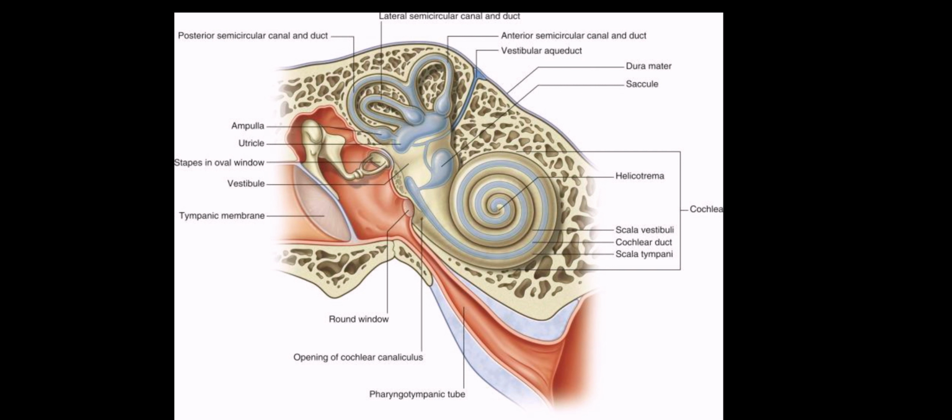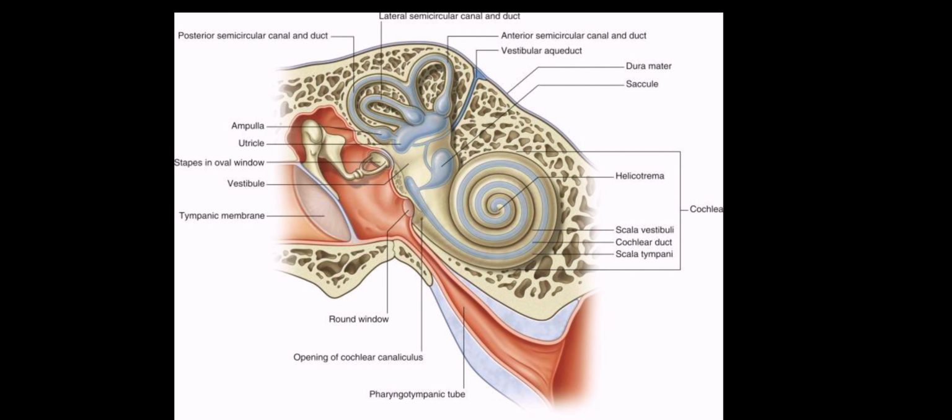The cochlea is a snail-shaped structure that is approximately 3 to 4 mm in diameter and 30 mm in length. It is divided into three chambers: the scala vestibuli, the scala media, and the scala tympani.